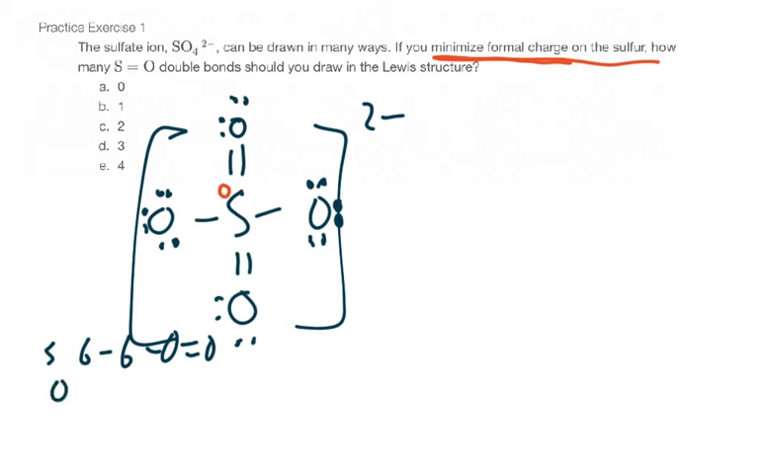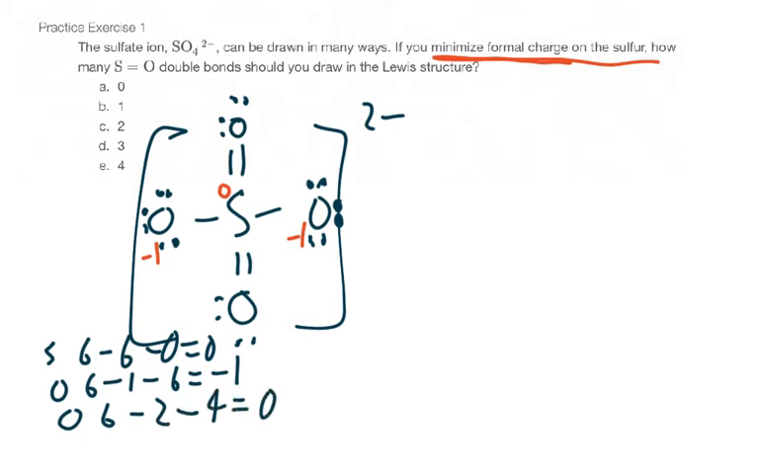Okay? Now, let's take a look at the oxygens. Let's do the ones with a single bond, which is the one on the left and on the right. It's 6 minus 1 stick minus 6 dots. So each oxygen that has a single bond has a -1 formal charge. Now let's do the one with the double bond. So the oxygen has 2 sticks minus 4 dots. Right now this structure looks really good. This oxygen and this oxygen with the double bonds have zeros.